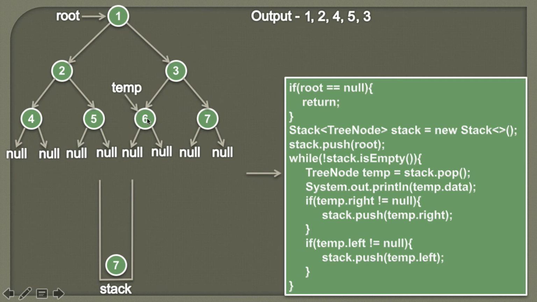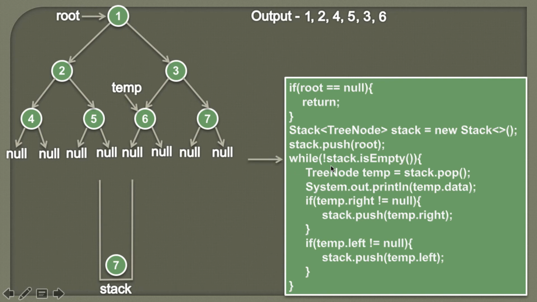So now temp is pointing to 6. We'll simply print its data on the console, which is 6. And then we'll check whether temp right is equal to null or not. Currently temp right is pointing to null, therefore the condition in the if block comes out to be false. And then we'll check whether temp left is equal to null or not. So temp left is equal to null. Therefore the condition in the if block comes out to be false.